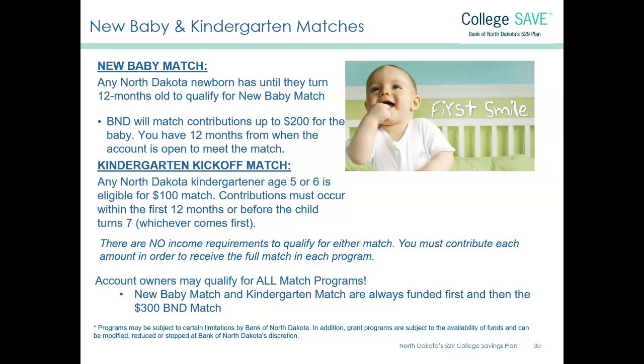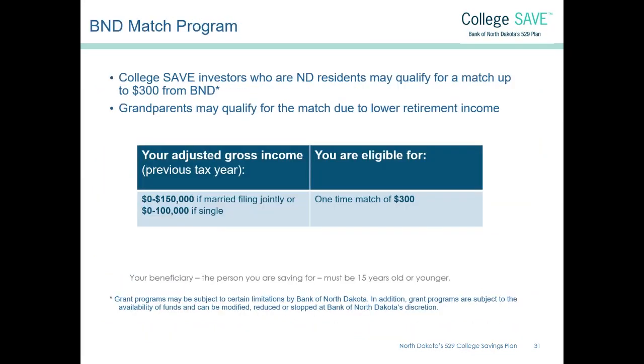So let's go back to this slide. You've got the New Baby Match. And at the same time you're applying for the New Baby Match, you can be applying for the income-based B&D $300 match based on your income.